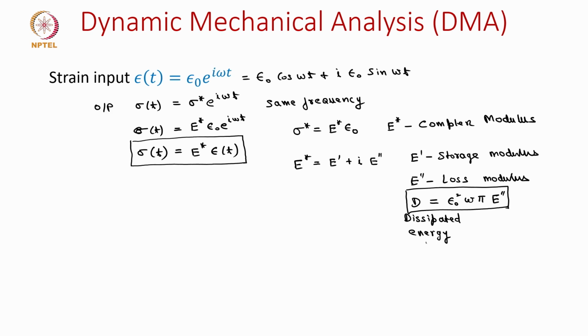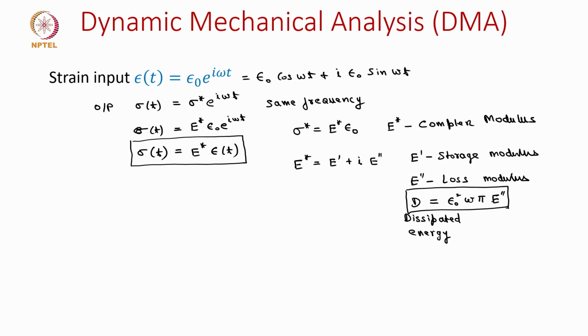So, here we see that the dissipated energy D is directly proportional to only the loss modulus and not the storage modulus. So, that is why there is a significance in writing this complex modulus in terms of this storage and loss modulus, because E dash, the storage modulus, gives a sense about the elastic behavior of the material, and E double dash, the loss modulus, gives us the viscous behavior of the material.